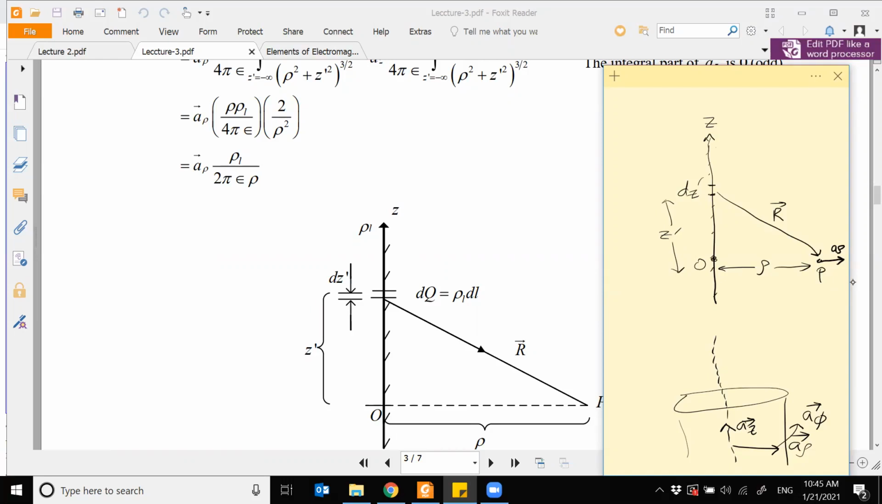That means your problem or your line charge, it is independent of the phi plane. So only this is my field, whose magnitude is rho L over 2 pi rho. That means it depends on the charge density and also the distance of my observation point from the origin, which is rho. So if this increases, then the magnitude of my electric field goes down.